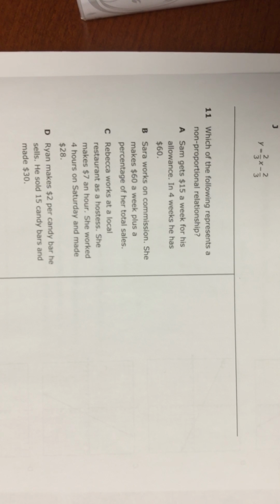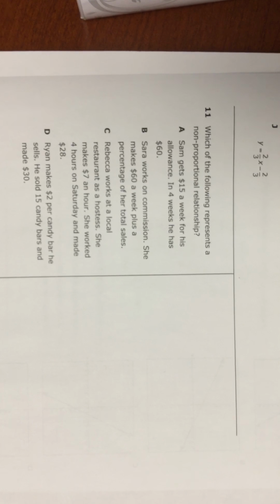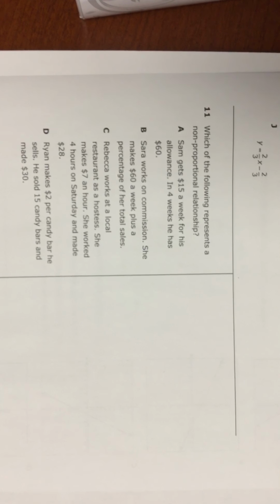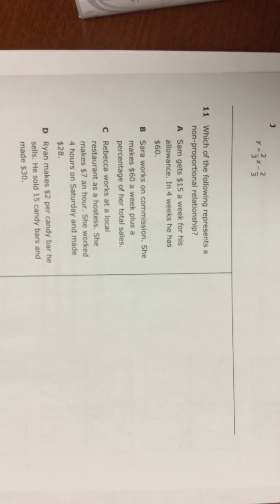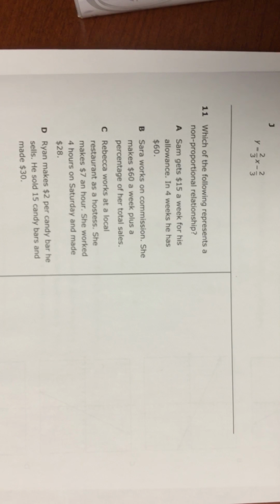C. Rebecca works at a local restaurant. As a hostess, she makes $7 an hour. She works 4 hours on Sunday and made $28. D. Ryan makes $2 per candy bar he sells. He sold 15 candy bars. He made $30.